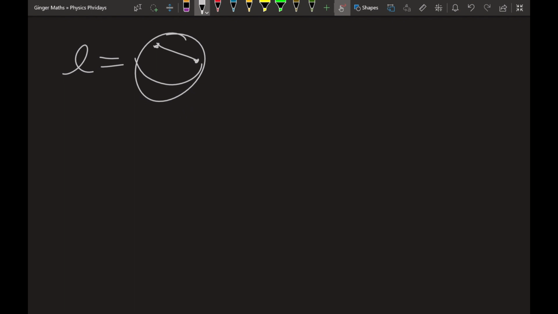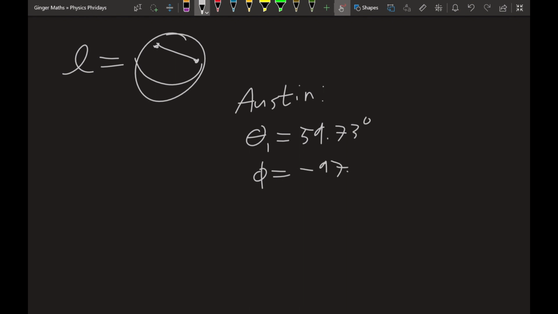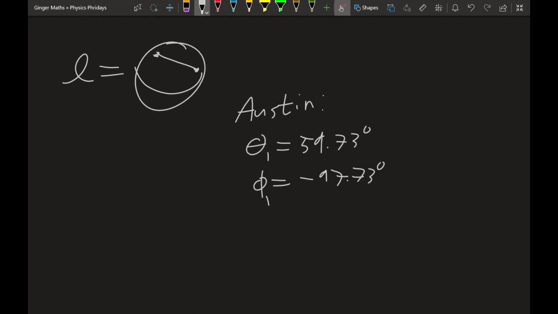So basically, between 2 points, well, we should probably express these in terms of points as well. Let's do that first. So for Austin, this is going to be in terms of spherical coordinates. Our theta is going to be equal to 59.73 degrees. I'm going to call this theta 1. And our phi is going to be equal to negative 97.73 degrees.